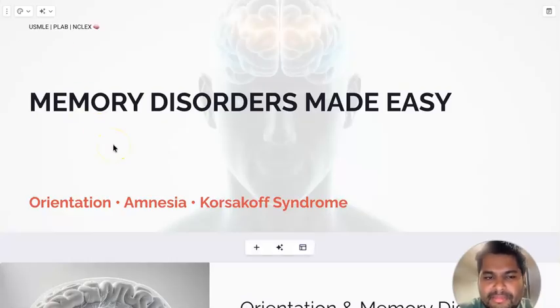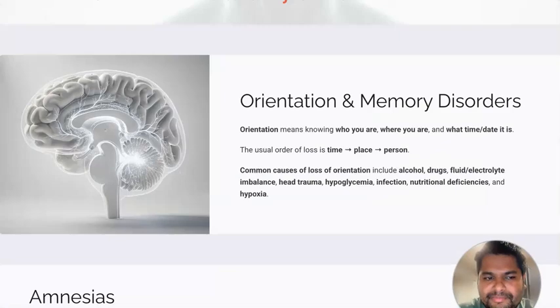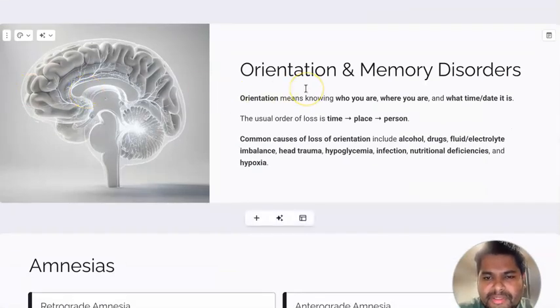So, memory disorders. Orientation means knowing who you are, where you are, and what time or date it is. Usually, whenever you say that the person has loss of orientation, the first thing to lose is orientation in response to time, and then the place, and then finally the person. This is somewhat necessary in real clinical experience.